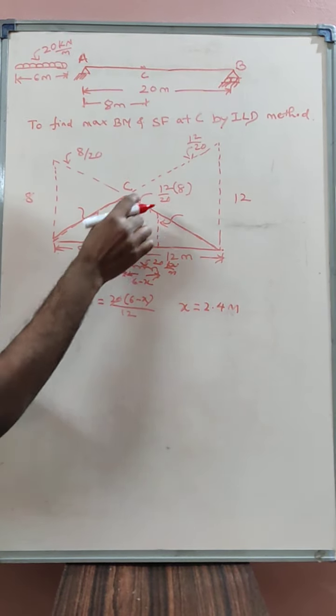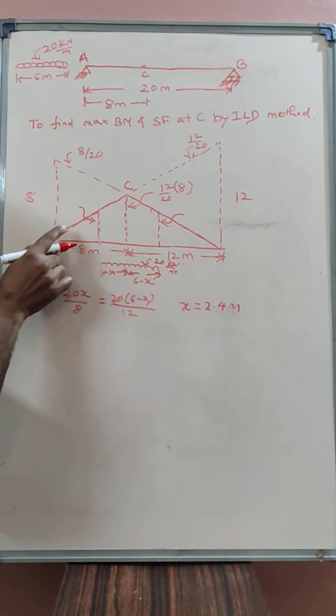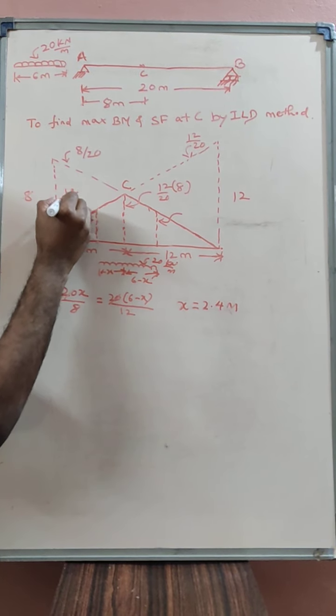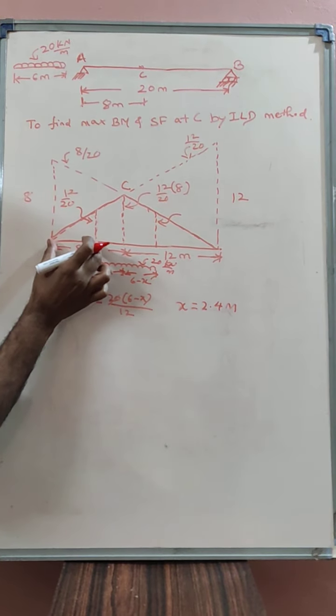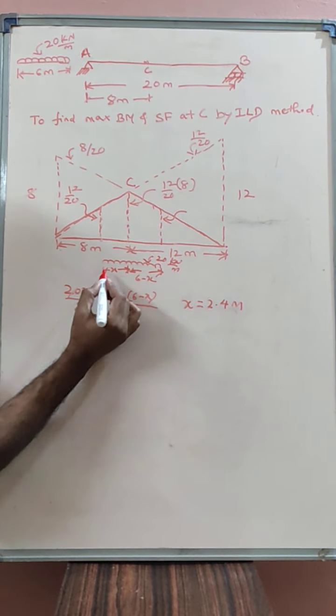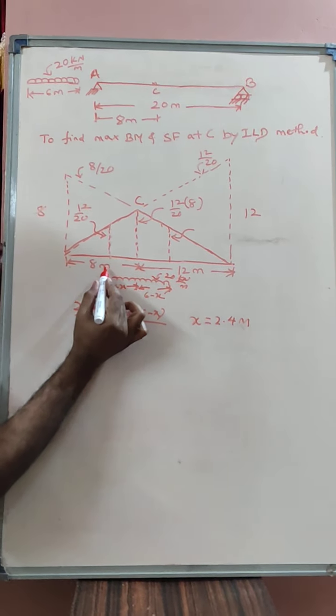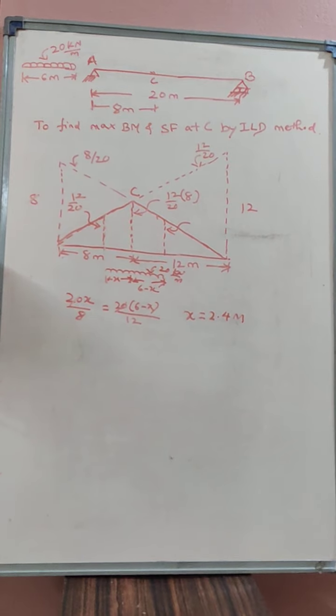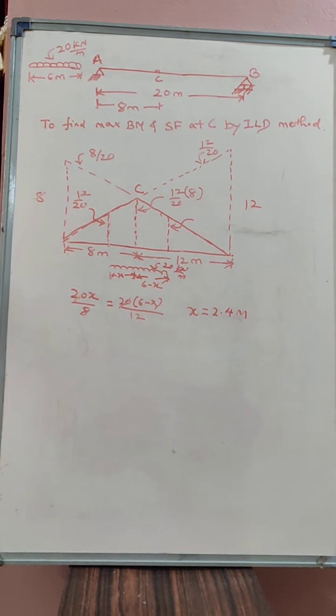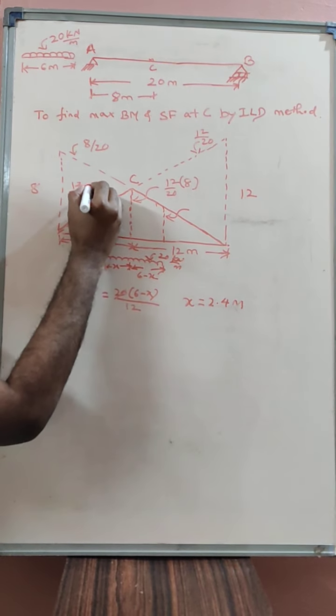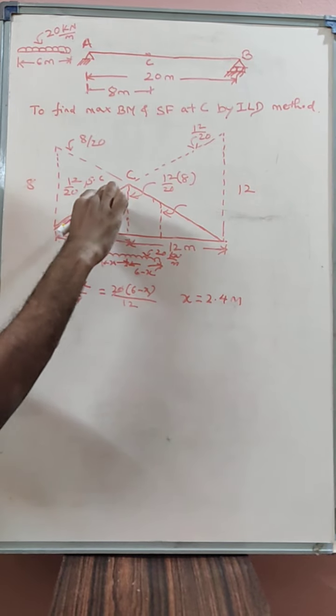This ordinate is equal to the slope of this line, 12 upon 20, into the distance. What is this distance? The total is 8 meter. Now x is equal to 2.4, so 8 minus 2.4 will be equal to 5.6. So it is 5.6. I hope you have understood.